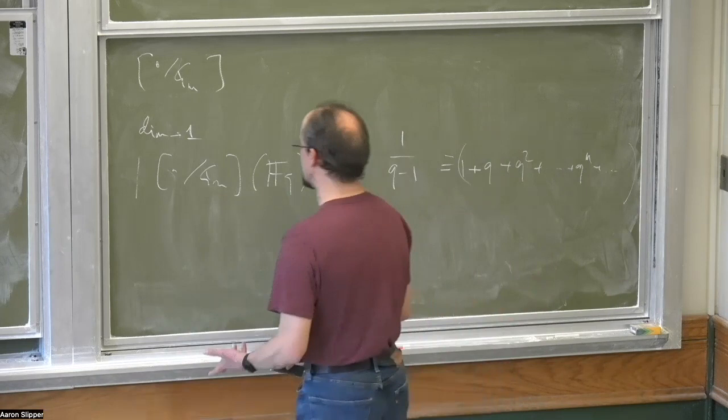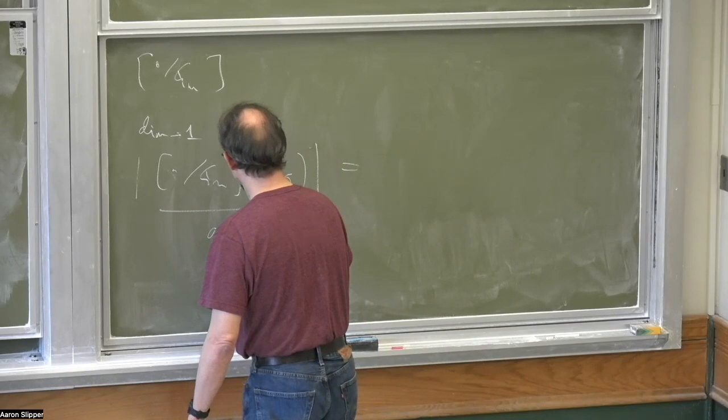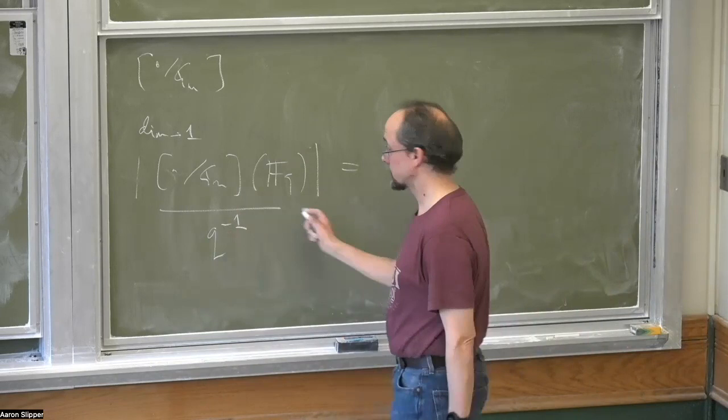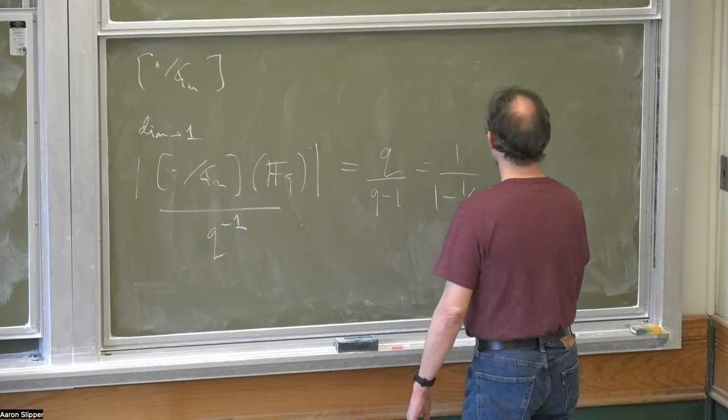So let's sort of change this slide. So let me here divide by q to the minus one. So minus one is that dimension. And now let me just write the expression again. And so I get q over q minus one, which is one over one minus one over q, and that's one over q.